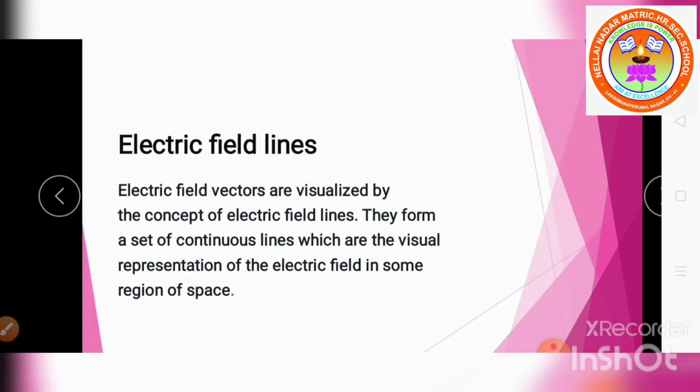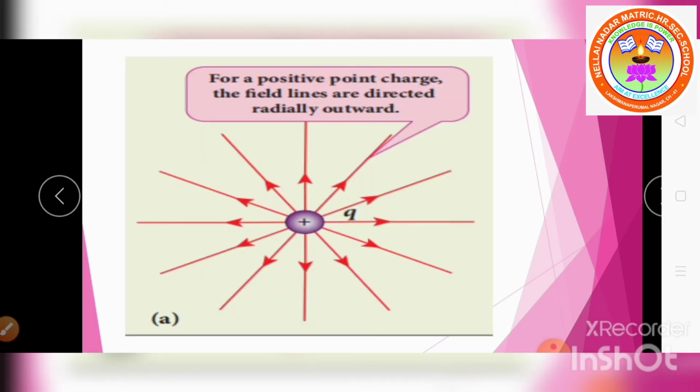So now we can see the rules to draw the electric field line. First point, if you consider one isolated positive charge, you all already know that for the positive charge, the electric field direction is outward.